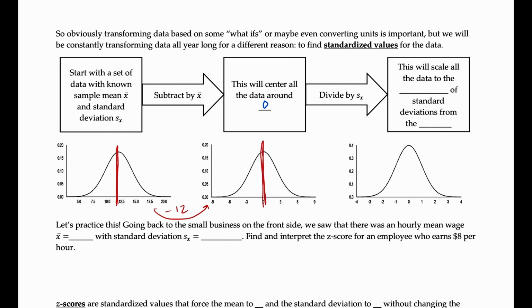All right, but then we're not done. The next step in standardizing is to divide all the data values by S sub x, the standard deviation of our data set. What does that do? Well, it's going to scale all the data down to the number of standard deviations from the mean.